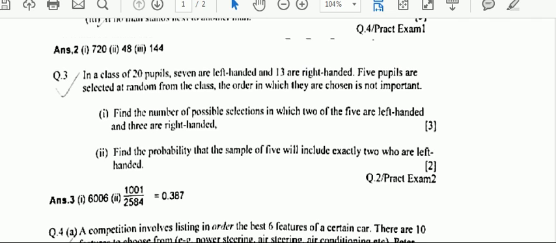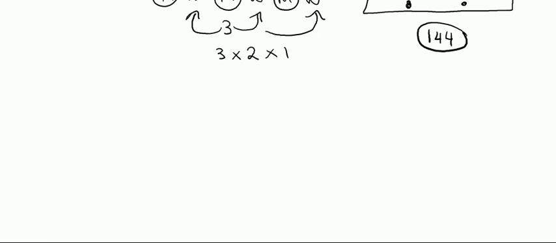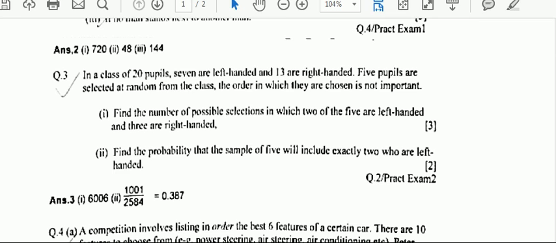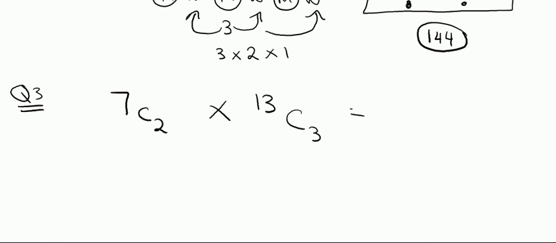If you have to select the number of possible selections in which 2 of the 5 are left-handed and 3 are right-handed, we have altogether 7 left-handed people, and we have to select any 2. Multiplied by, we have 13 right-handed people, and from 13 of them we have to select 3. So it should be 7C2 into 13C3, which is 6006.